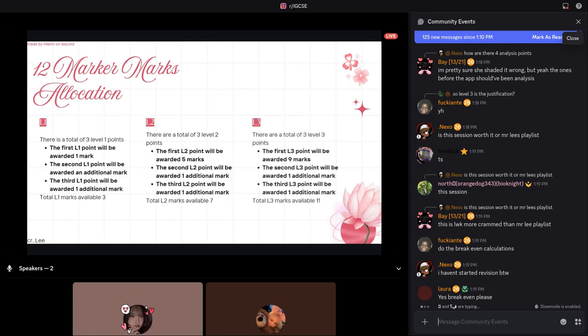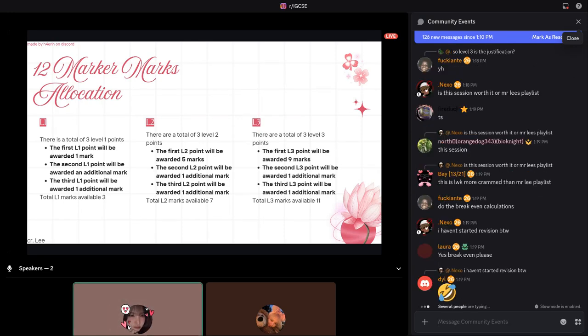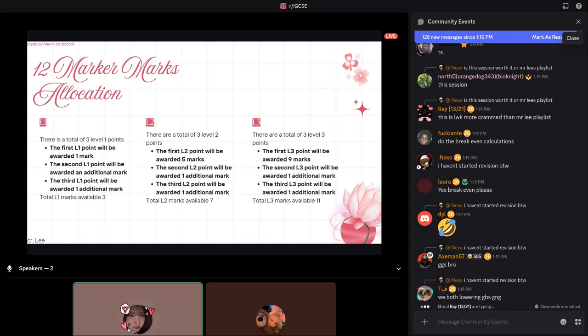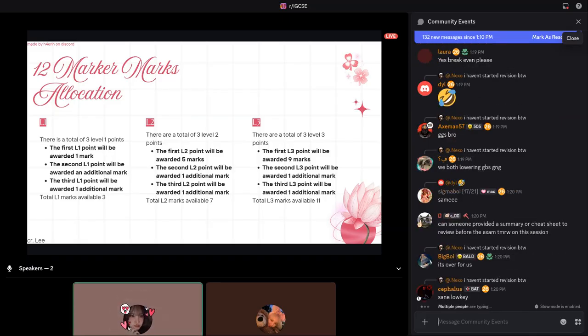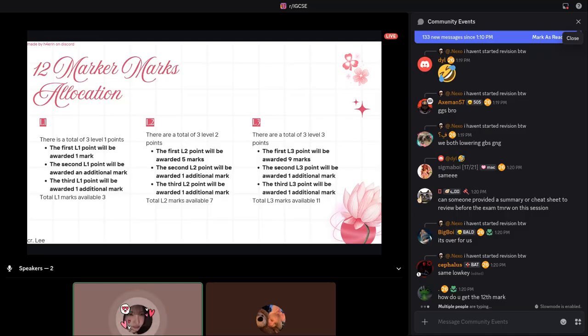Furthermore, level 3, there are a total of 3 level 3 points. The first level 3 point will be awarded 9 marks. The second level 3 point will be awarded 1 additional mark. And the third level 3 point will be awarded 1 additional mark again. So you will be able to get 11. Sometimes, where you have to evaluate 2 choices, you would need 2 application points. And for 3 choices, 2 is also good, but usually 1 is just fine.